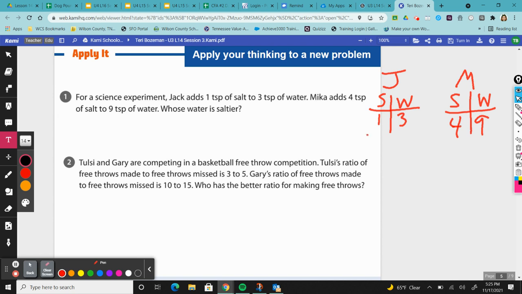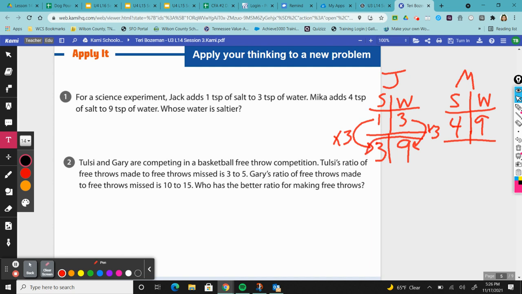So I want to take a look at the water on each side. I have 9 and 3, or 3 and 9. You can think of it either way, right? I could make those the same. I would leave my 9 alone for Mika, and I would change this 3 to a 9 because I know that 3 times 3 is 9. Whatever I do to one side of my ratio, I've got to do that to the other side, right? 1 times 3 is 3.